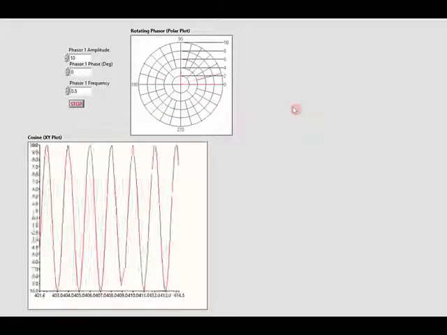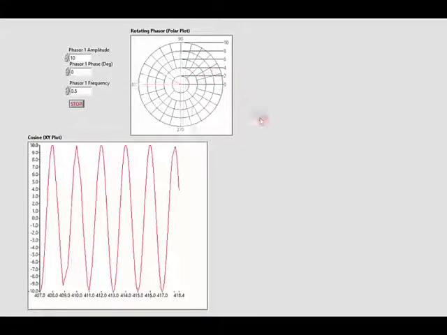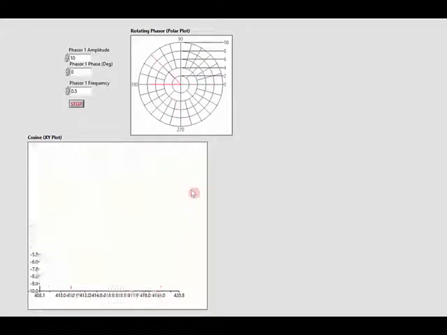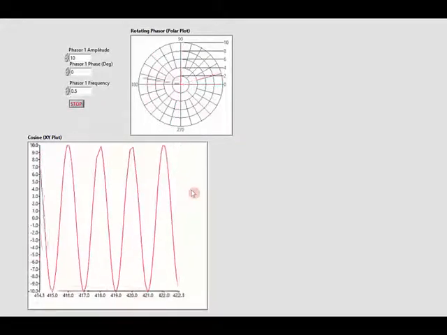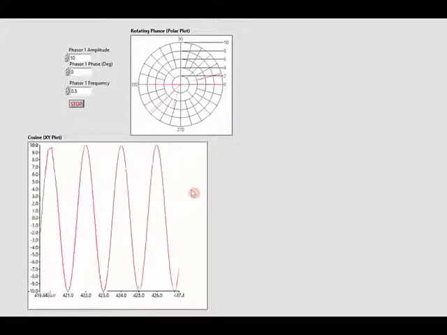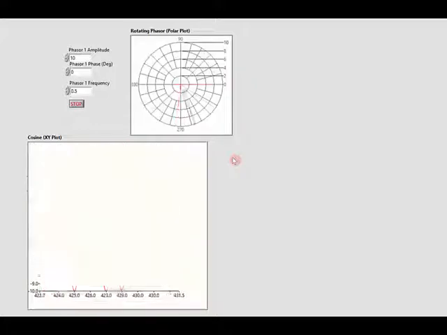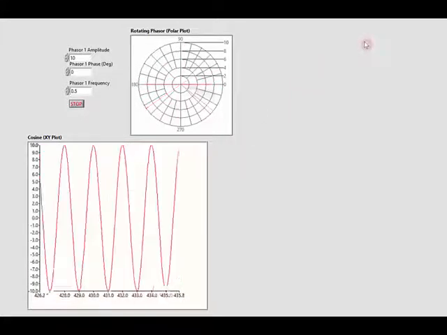Hopefully by viewing this video, you can understand the relationship between a rotating phasor shown on a polar plot and what we're more commonly used to seeing, which is a cosine graph of an AC waveform as it relates to voltage and current. And now hopefully you really understand that these two plots are really just ways of representing the exact same information in different formats.